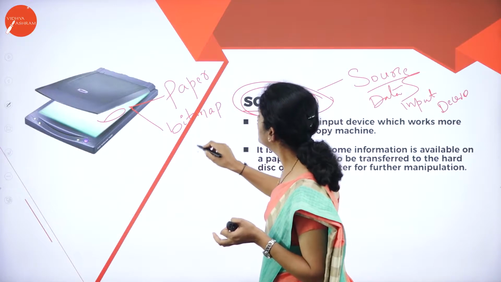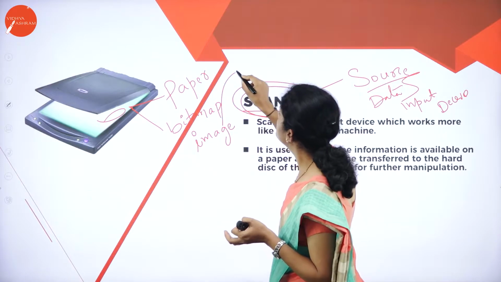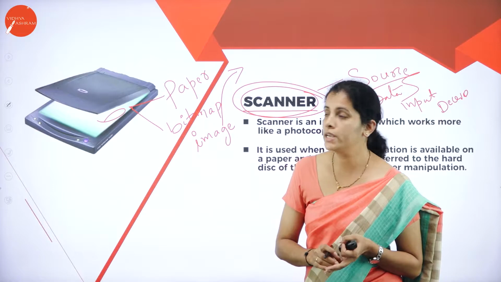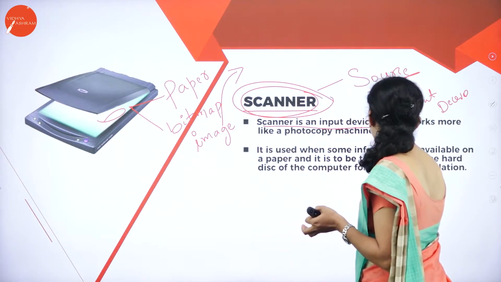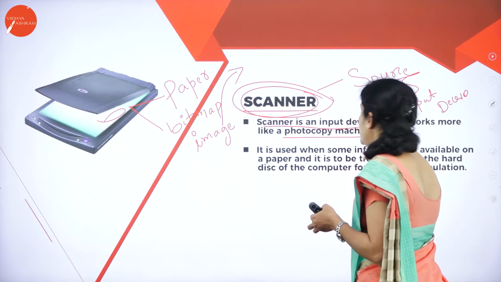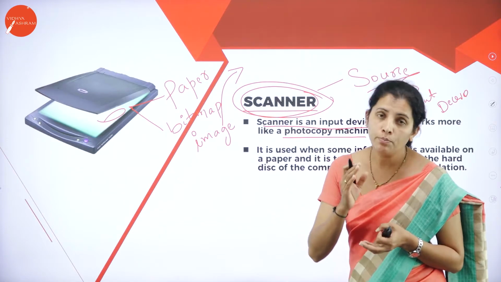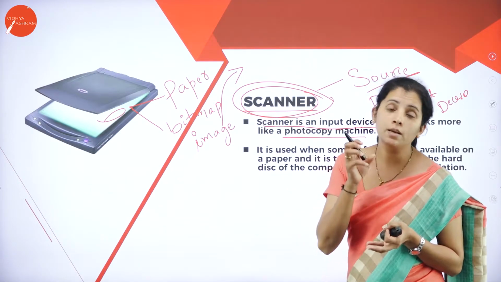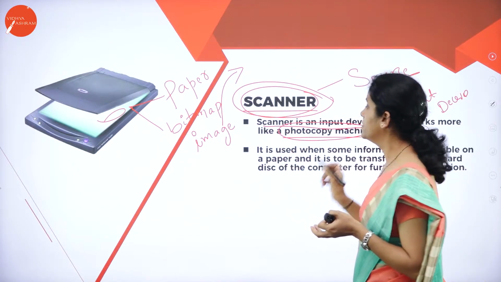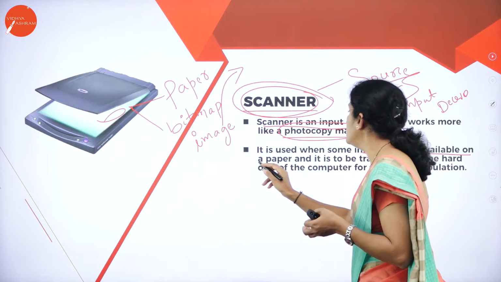Bitmap image, and I'm going to feed this bitmap image to my computer system. So here scanner is an input device which works like a photocopy machine. That means the working procedure is the same as your photocopy machine. It is used when some information is available on paper.